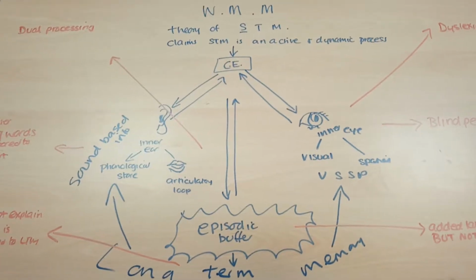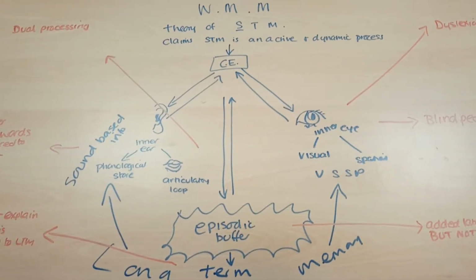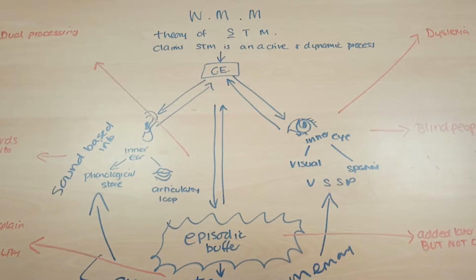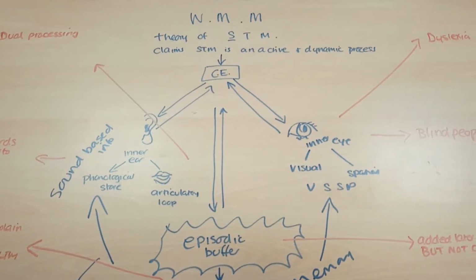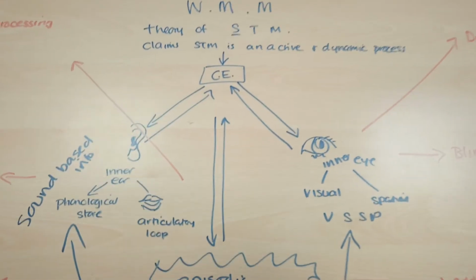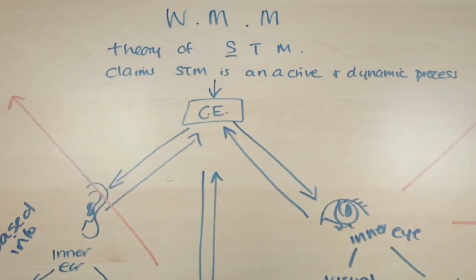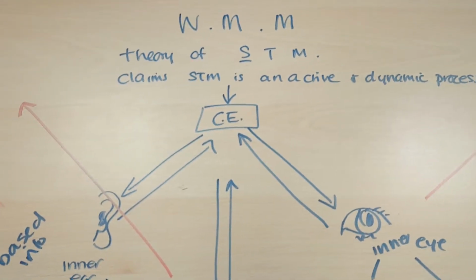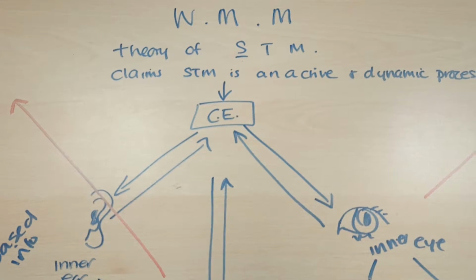This aims to explain the AO1 that you will need to be able to describe the working memory model. The first thing you need to be aware of is that this is a theory of short-term memory. You can get some early links to the multi-store model by saying how this is different.